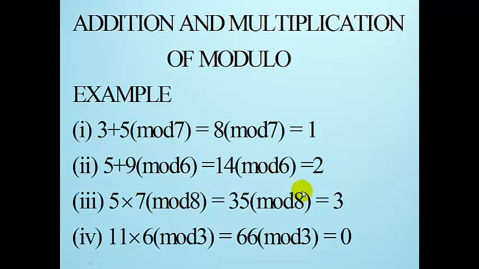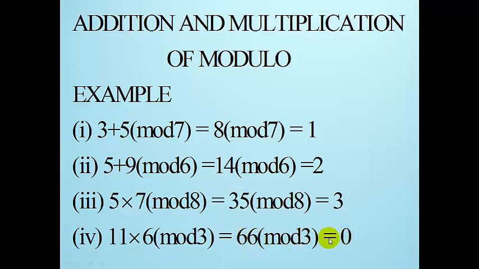This is because we have 4 groups of 8 in 35, and the 4 groups of 8 will give us 32. So we can see that the remainder is 3. Now 11 times 6 mod 3. 11 times 6 equals 66. So 66 mod 3 is equal to 0.